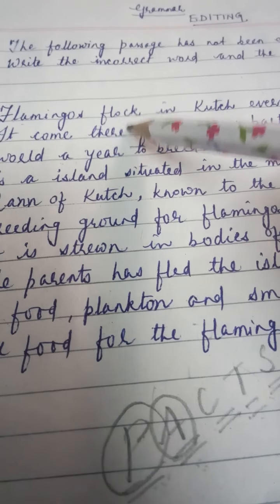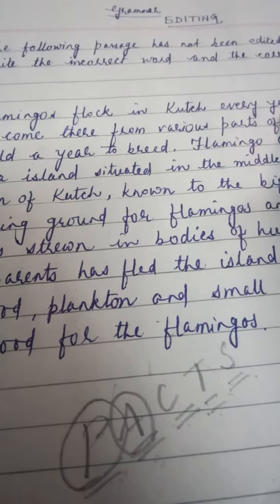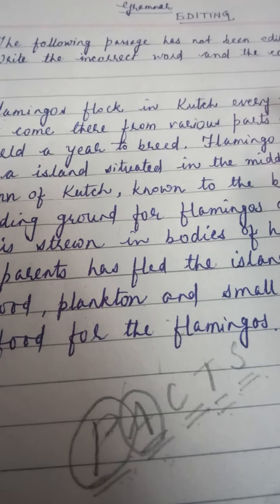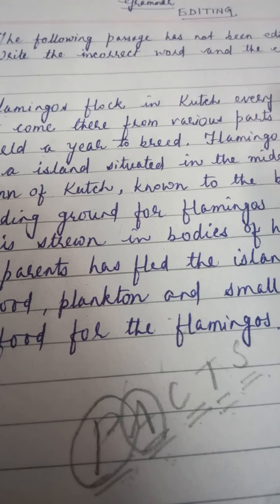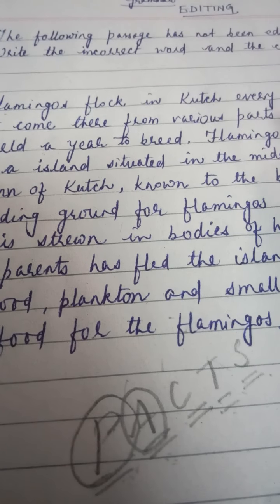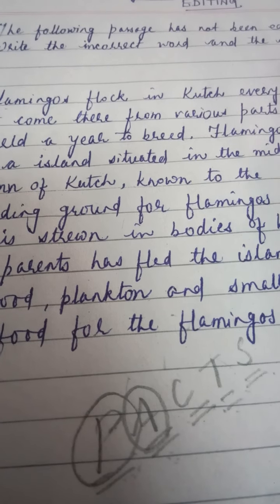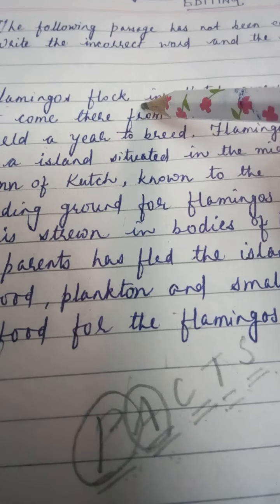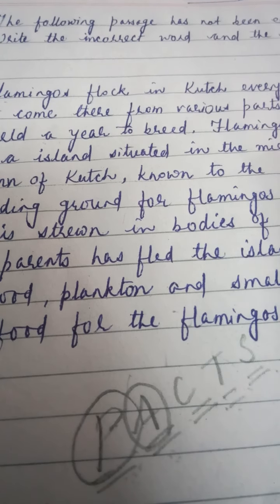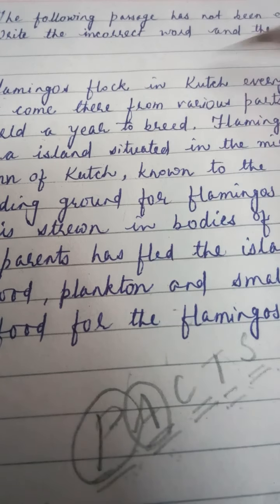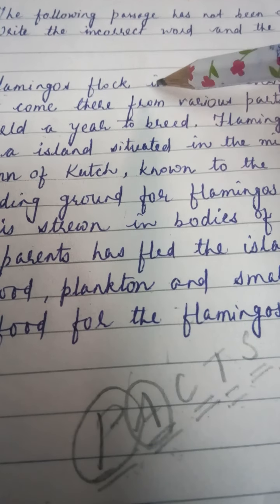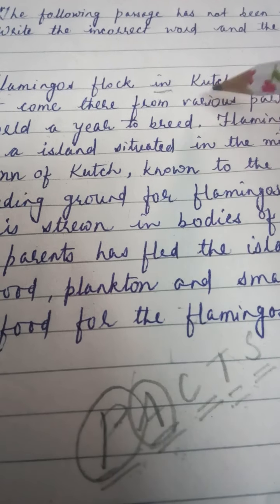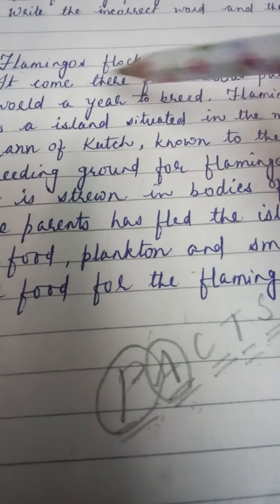Say, flamingos flock in Kutch every year. As I told, whatever the error, if it is a preposition error, it will be replaced by the correct preposition. If it is a verb error, it will be replaced by the correct verb. So here, flamingos flock in Kutch every year. Hopefully you can find the error. Here in place of in, it will be to. Flamingos flock to Kutch every year.